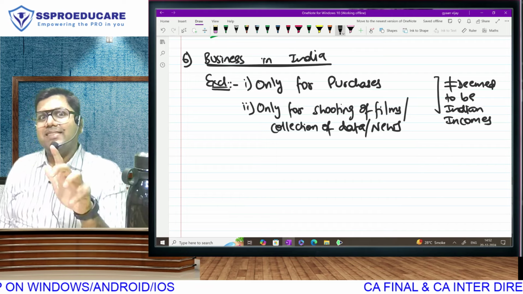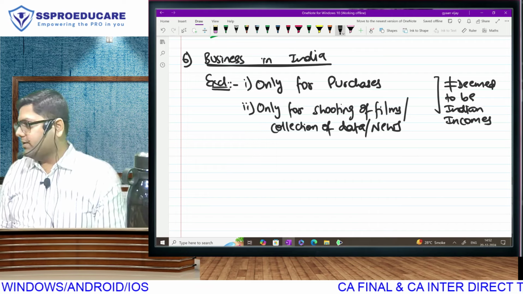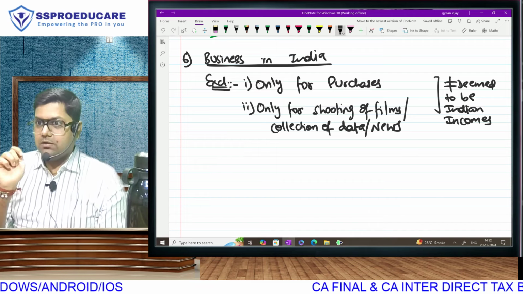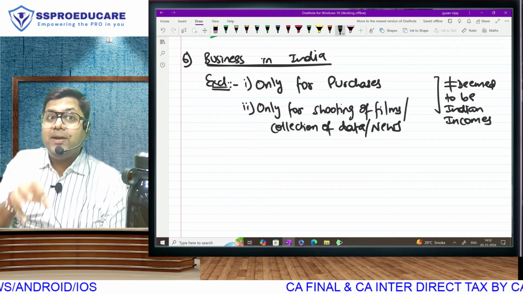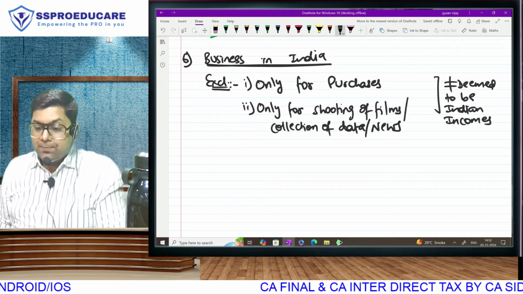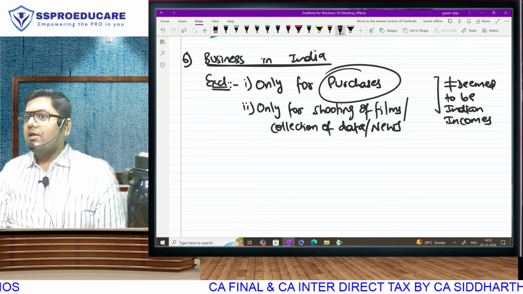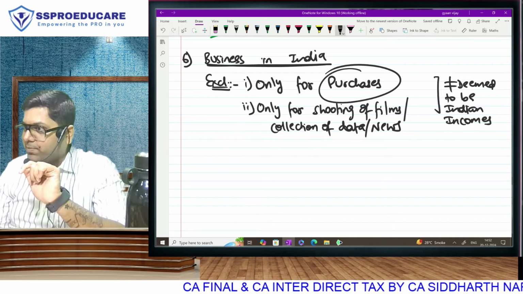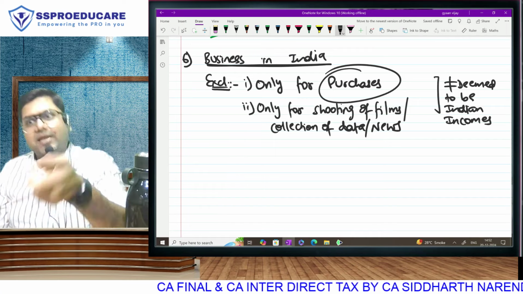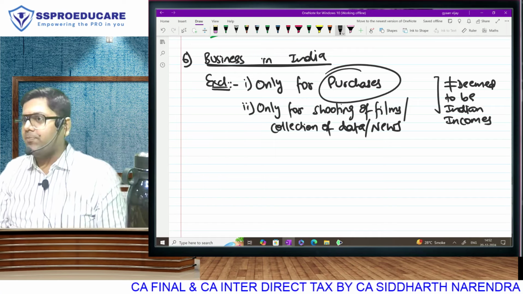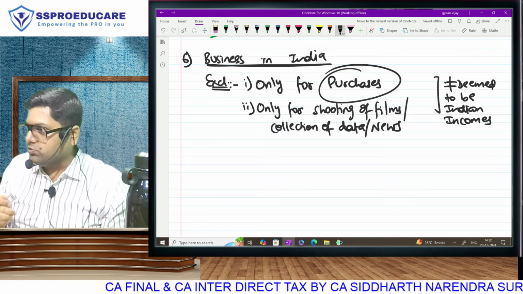We can't make that activity Indian income, because if we do that, foreign media will stop coming to our country. Please understand, why are we not making this Indian income? If we make it Indian income, that means they will have to pay tax. And if they have to pay tax, then they will not come only for purchasing. Our sellers will lose income.